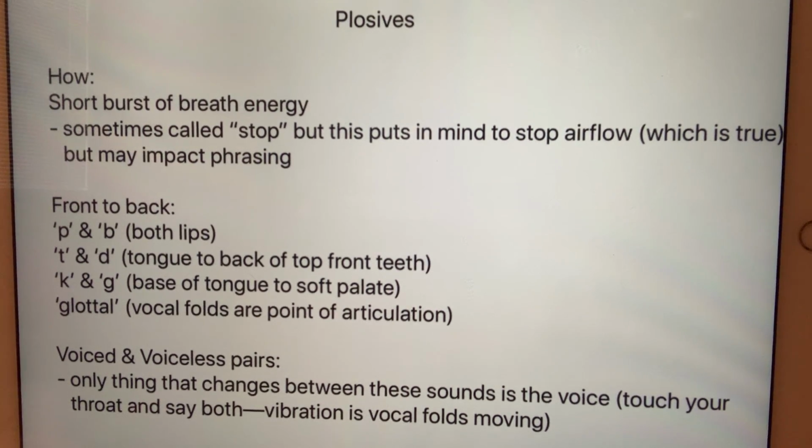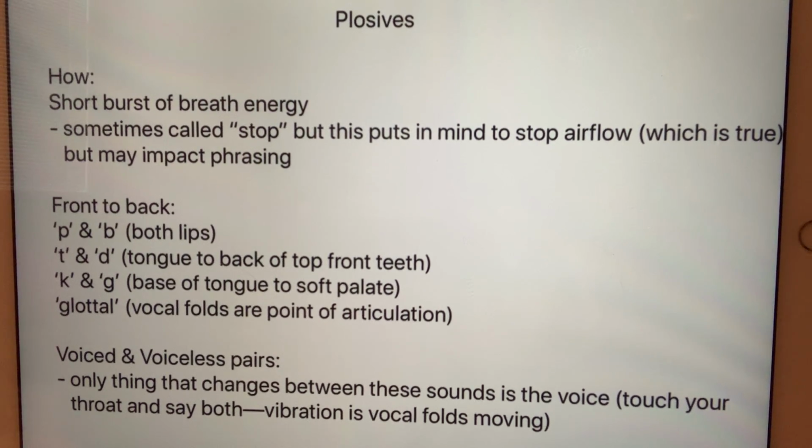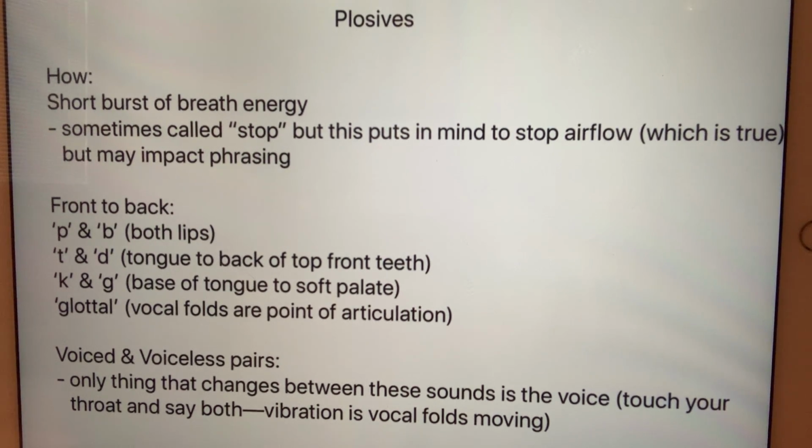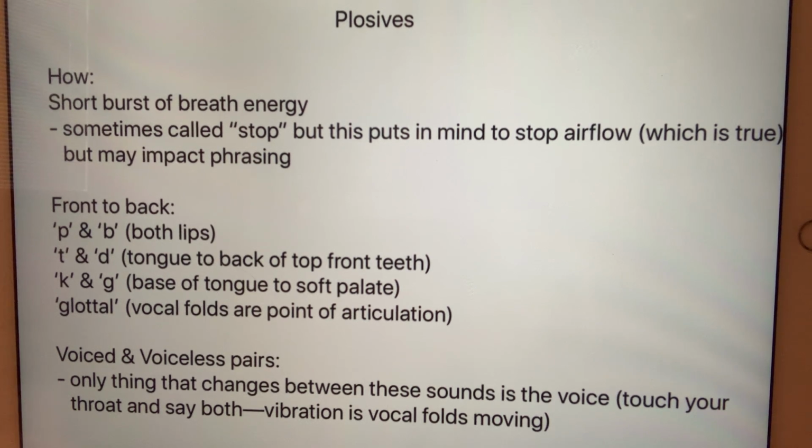With plosives, every sound has a voiced and a voiceless pair. So that means that everything stays the same except you turn your voice on for one of them. So let's try it. Let's try T and D. Say T first and touch your throat while you say it. T, t, t, t, t. Now say D. D, d, d, d, d. Do you feel the vibration that happens in your throat when you say the D? It's because you turned your voice on.